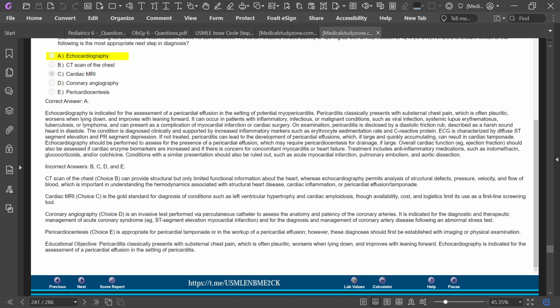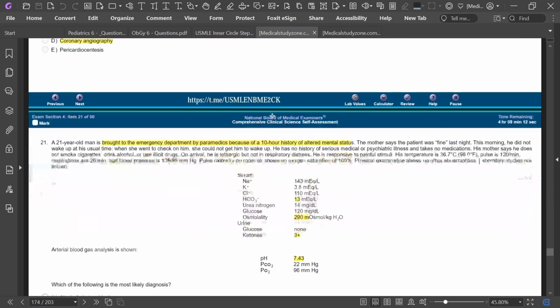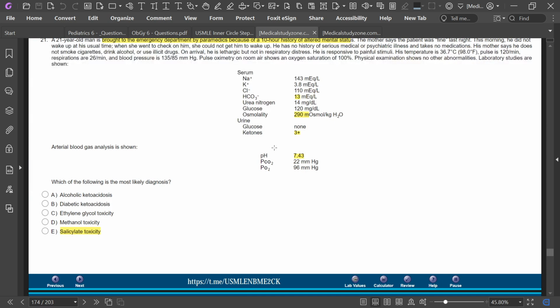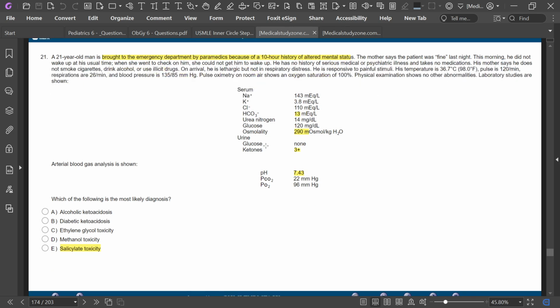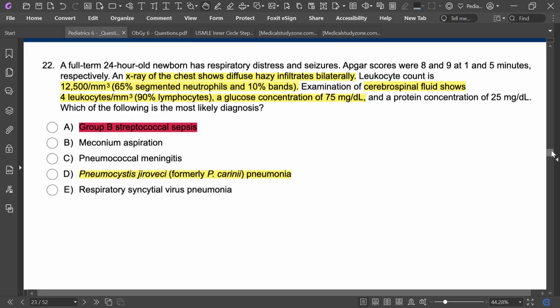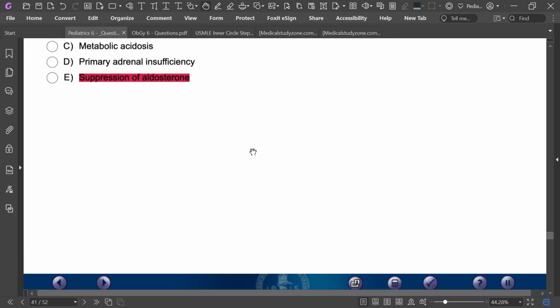He's responsive to painful stimuli. His temperature is fine, pulse is high, respiration high, blood pressure high, pulse oximetry on room air for oxygen saturation is 100. Physical exam shows no other abnormalities. Lab sodium is normal, potassium normal, chloride is high, bicarb is low, urea is normal, glucose is normal, serum osmolality is 290. I don't remember if that was fine or not. And then urine glucose none, ketones a lot, triples.